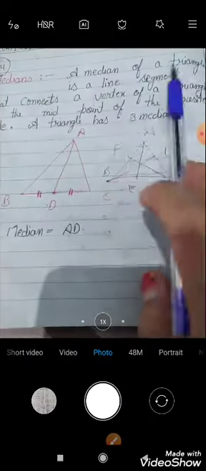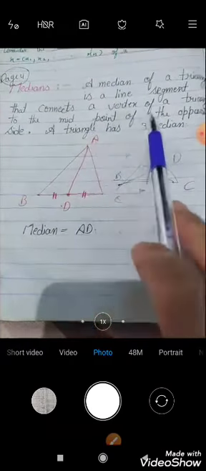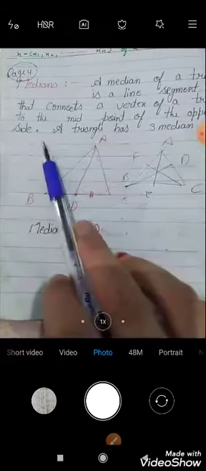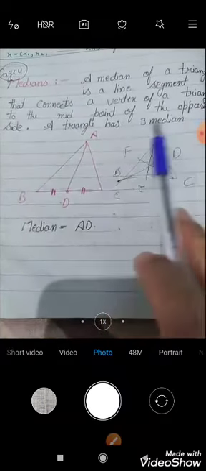Our next topic is median. What is a median? A median of a triangle is a line segment that connects a vertex of a triangle to the midpoint of the opposite side. A triangle has 3 medians.